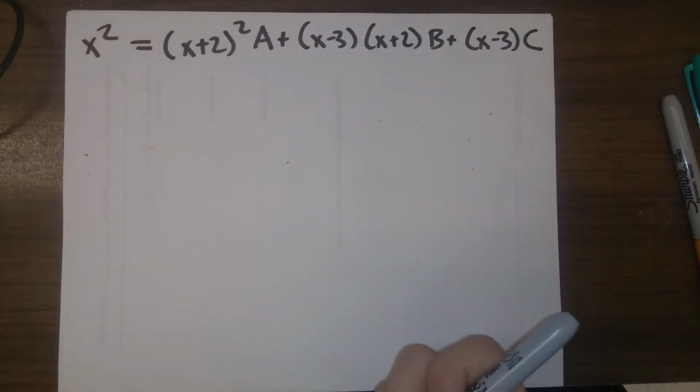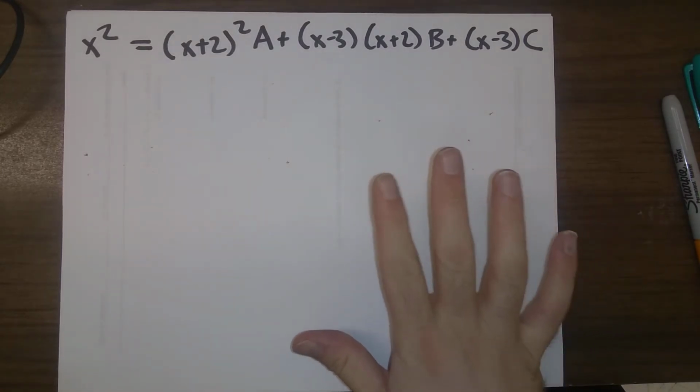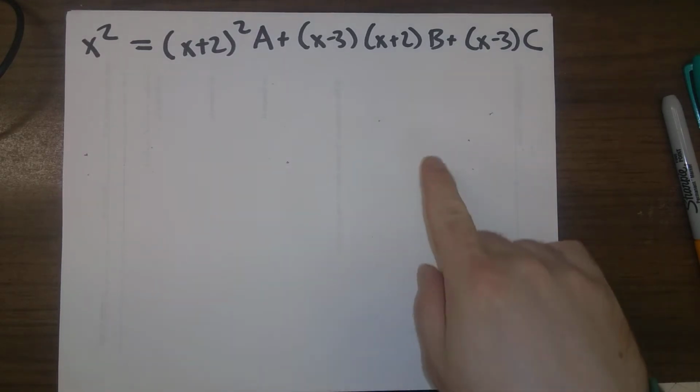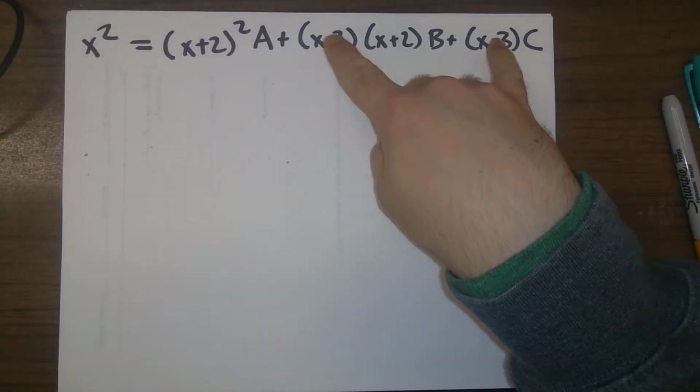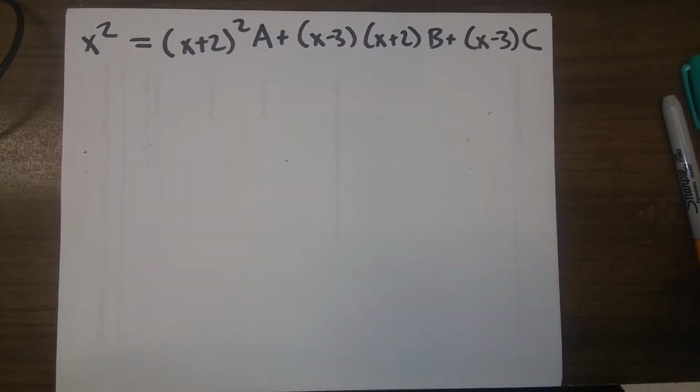Okay, so same game as before. We need to figure out what A and B and C are, and we're allowed to substitute in any value of x that we want to. So what's the easy ones to do here? As it turns out, two of them are going to be easy for us. One of them is going to be a little bit trickier. So let's start off with the easy ones. We plug in x is equal to 3. These two terms are both going to be 0.